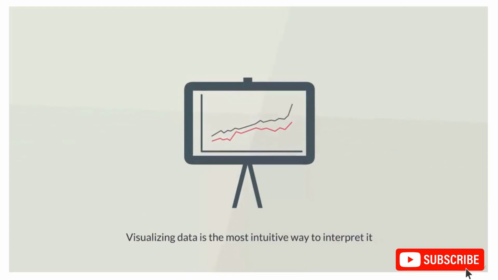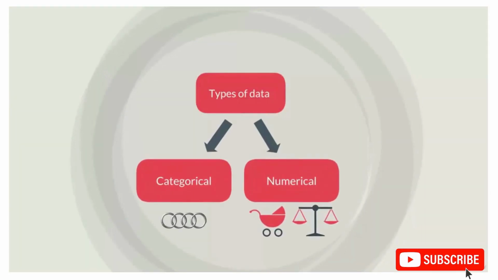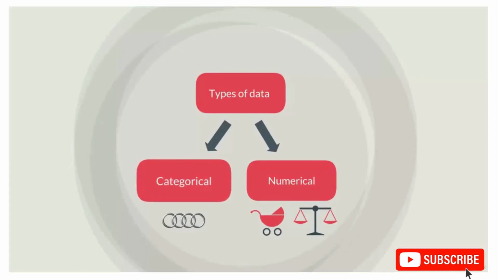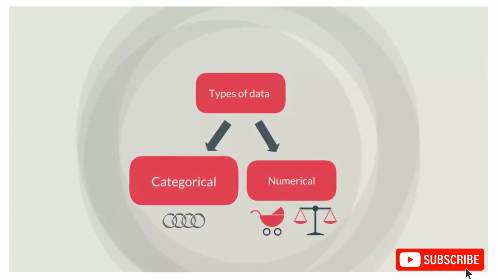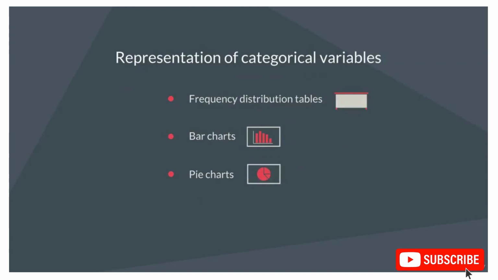Visualizing data is the most intuitive way to interpret it, so it will be great if we learn how to do that. As you may recall, there are two types of variables, categorical and numerical. In this video, we will focus on categorical variables. The most common ways to visualize them are frequency distribution tables, bar charts, pie charts, and Pareto diagrams.